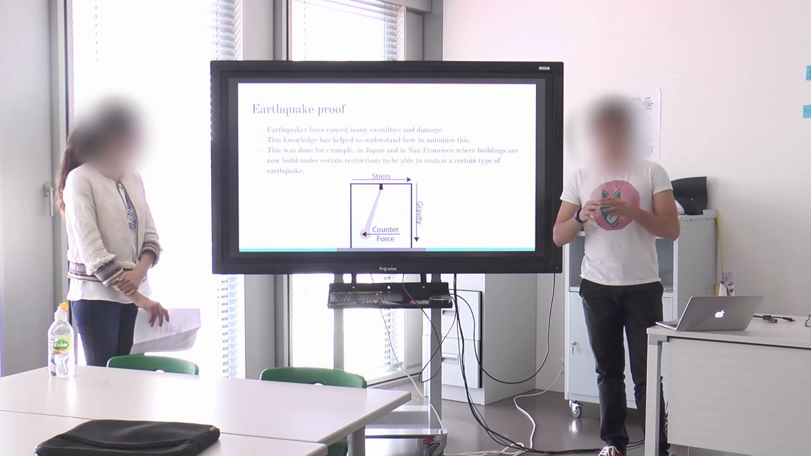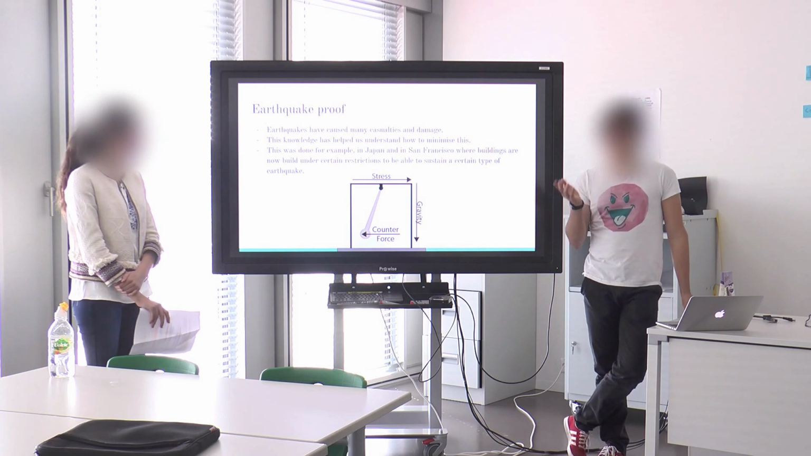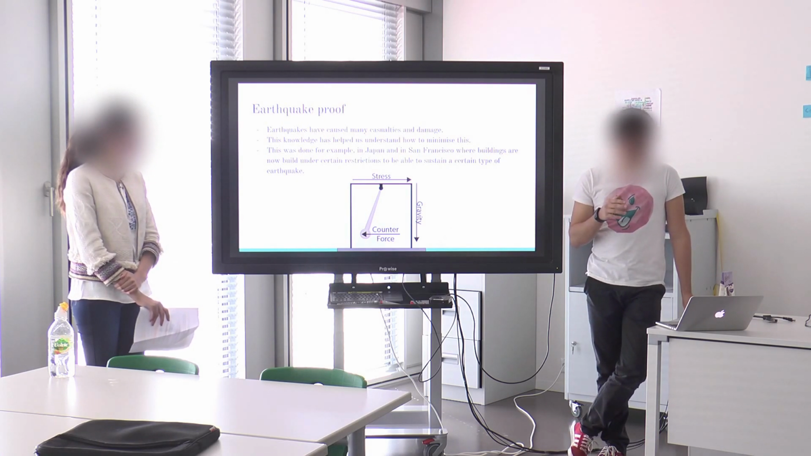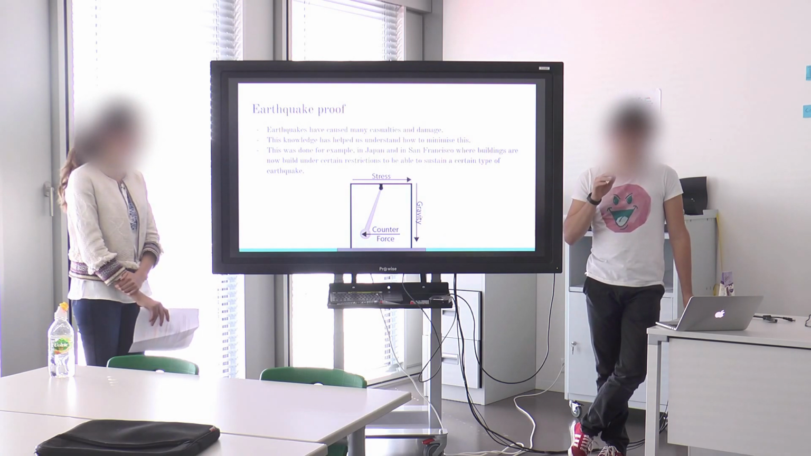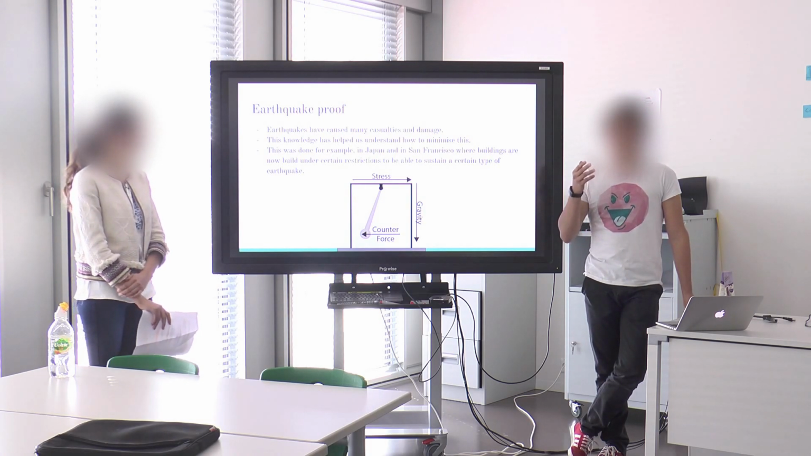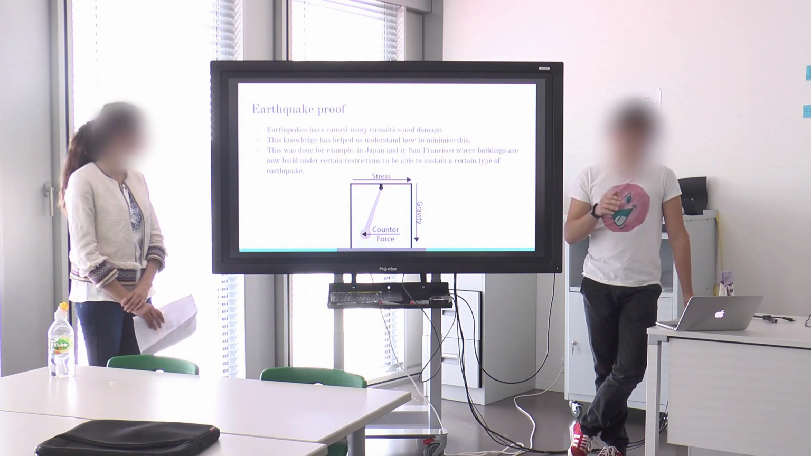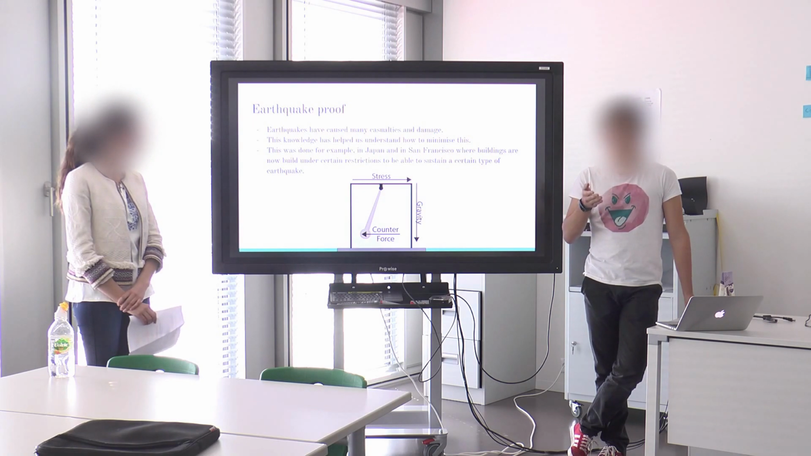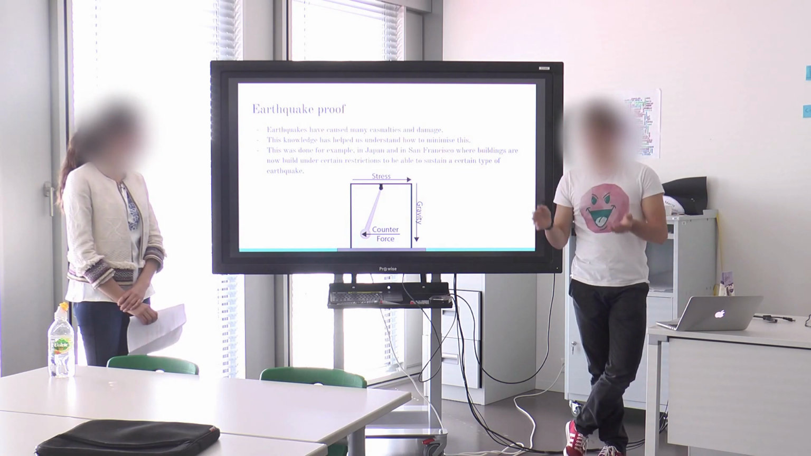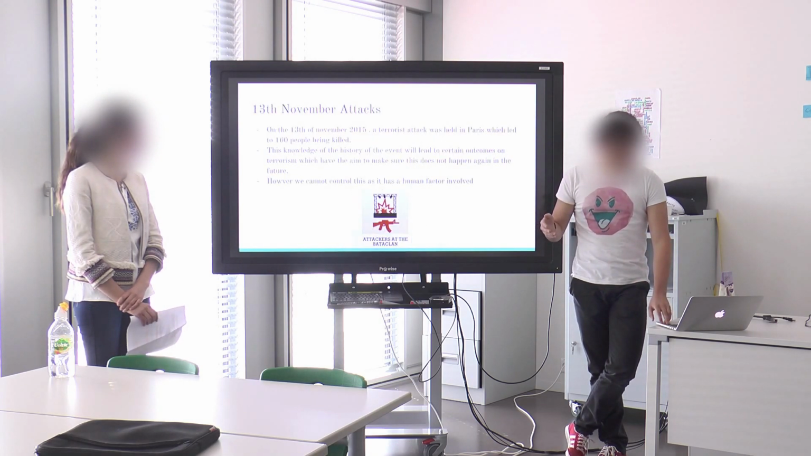And this knowledge about earthquakes, about what they're capable of, has helped us understand how to minimize this damage and this amount of casualties. So for example, in Japan and San Francisco, buildings are being built so that they can withstand these earthquakes and reduce the damage and number of casualties. So here the knowledge of the history of earthquakes has helped us basically shape different buildings so that this doesn't happen again.